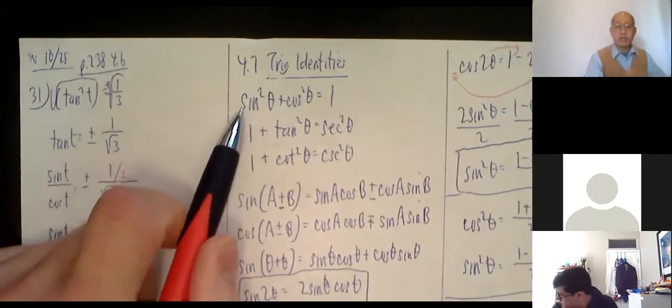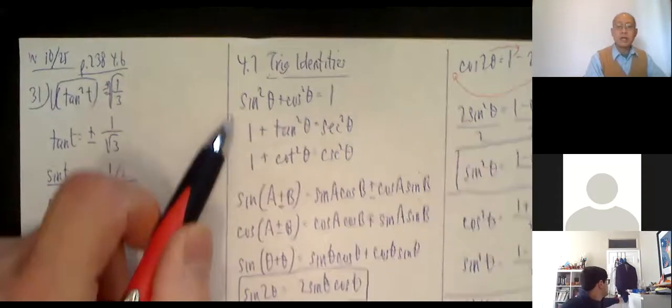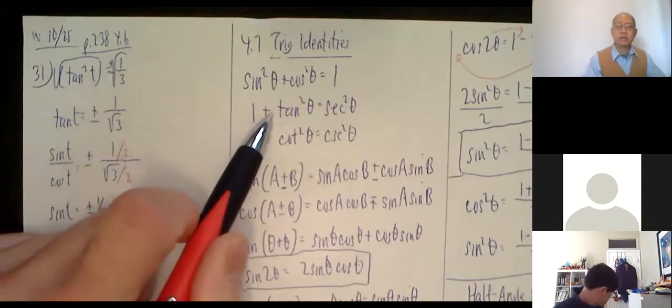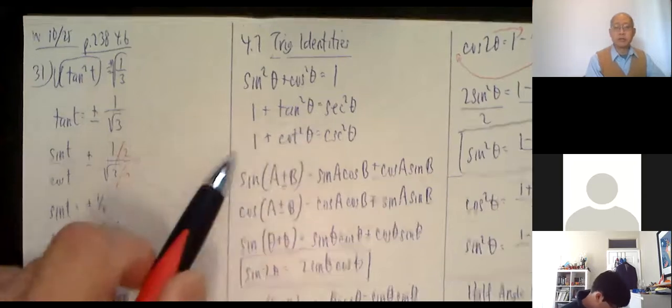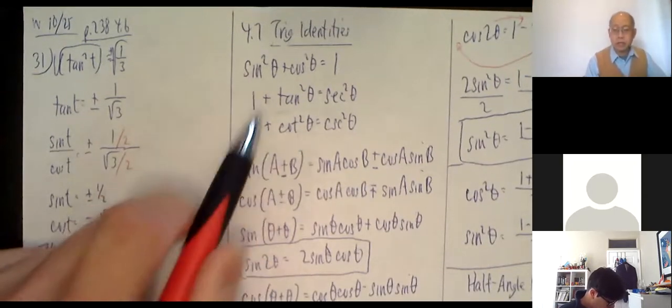So big identity, sine squared theta plus cosine squared theta is always equal to 1. Less well known, 1 plus tangent squared theta equals secant squared theta. 1 plus cotangent squared theta equals cosecant squared theta. You can put these on your cheat sheet.